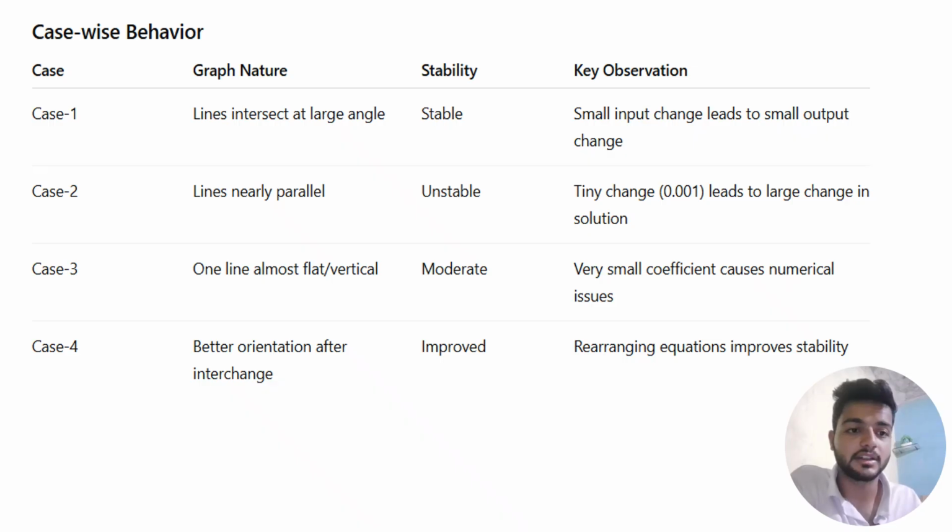Now case-wise behavior, the graphical nature. In case 1, the lines intersect at a large angle. Case 2, lines are nearly parallel. Case 3, one line is almost flat. Case 4, better orientation after interchange.